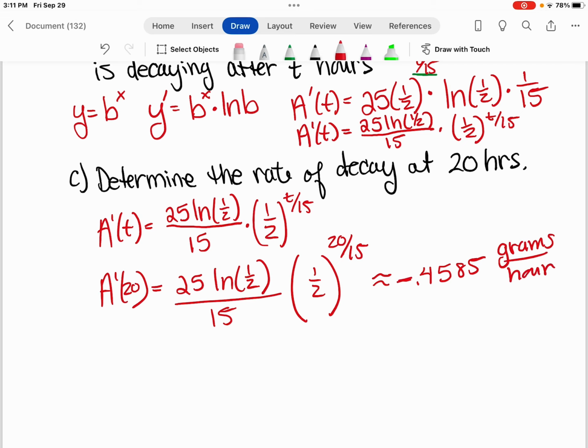And we have a negative here because this is going to be decreasing, right? The rate at which that substance is left is going down. We're going to start with 25, and then every 15 hours it's going to get cut in half. So the amount of substance, I should say, is decreasing, and that's why this here is a negative.